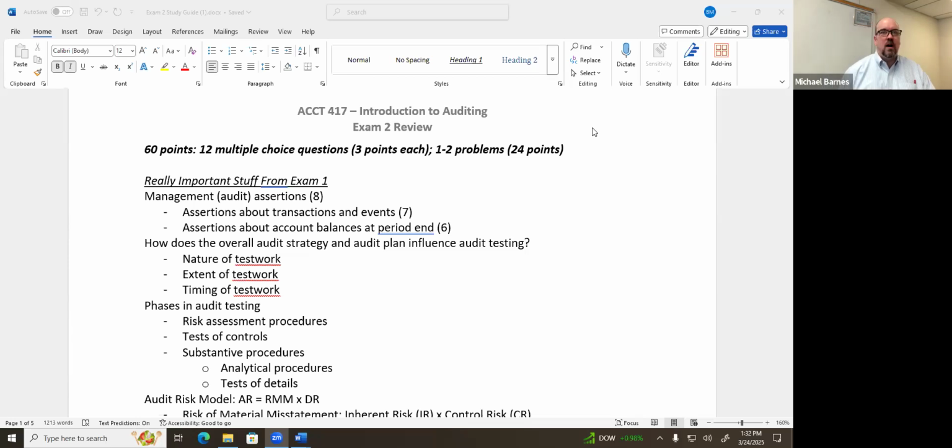As far as the problems go, there are 2 problems. They're worth 12 points each. The first problem comes from chapter 6 and 7. It's going to cover controls. There may be some ancillary topics related to controls in there, like I may ask some questions related to how sampling relates to controls, which would be chapter 8 and 9. But primarily, if you focus on chapter 6 and 7 for that, you should be fine.